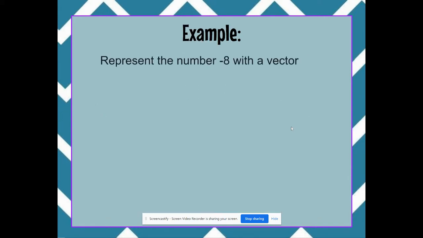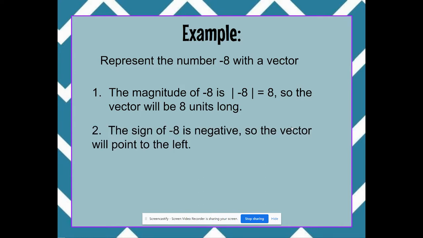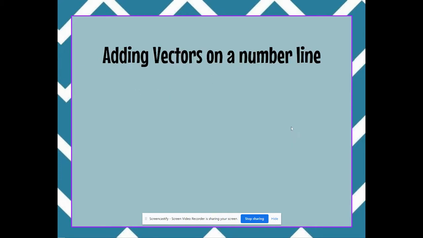Here's an example. Let's represent the number -8 with a vector. The magnitude of -8 is the absolute value of -8, which is 8, so the vector will be 8 units long. The sign of -8 is negative, so the vector will point to the left. Here is the vector for -8.